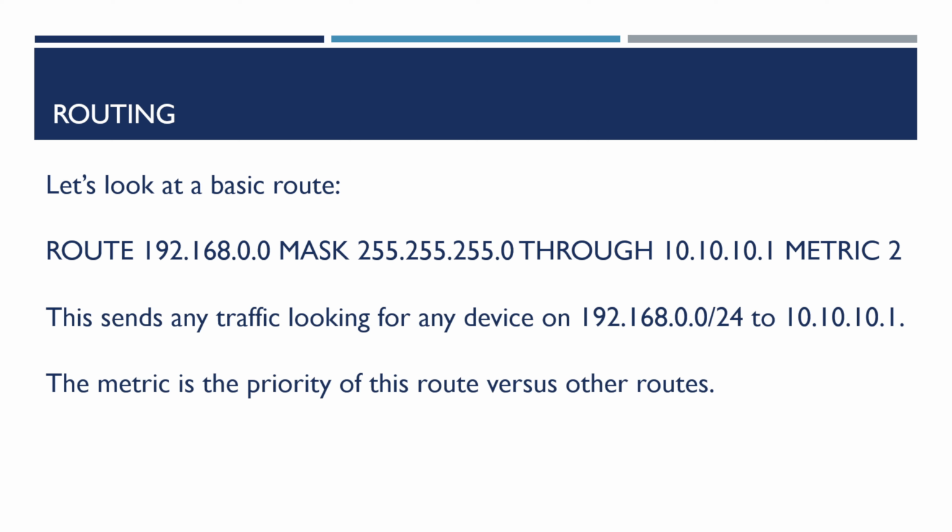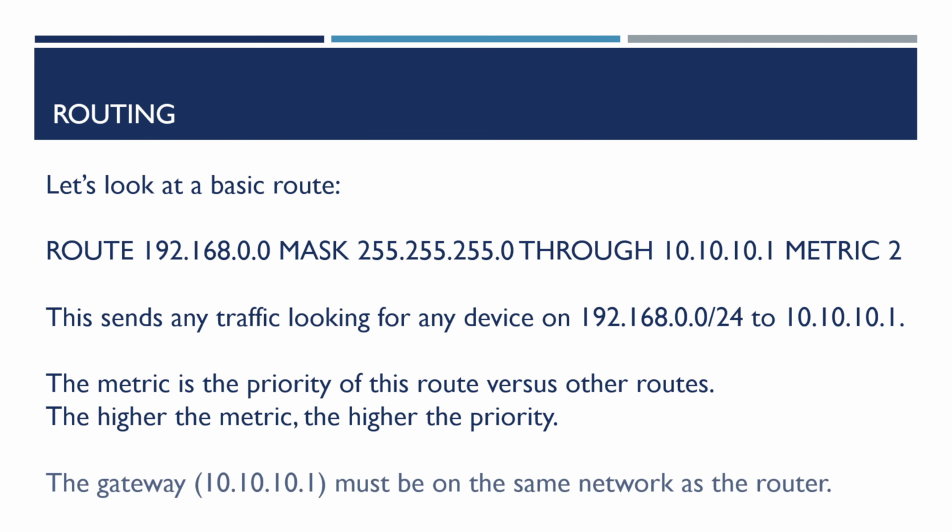You can have multiple routes on the same router, and the metric defines the priority of this route versus a different route. The higher the metric, the higher the priority. The gateway 10.10.10.1 must be on the same network as the router. The router must have direct network access on any of the attached networks to that gateway host that we're looking for, in this case 10.10.10.1.